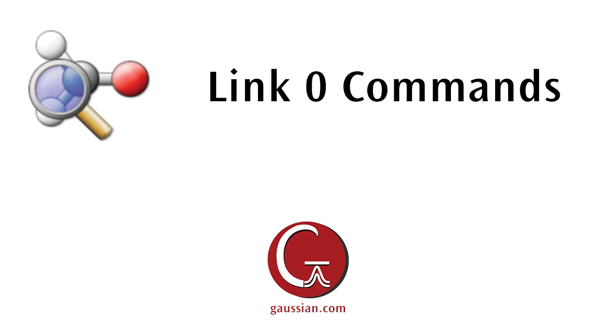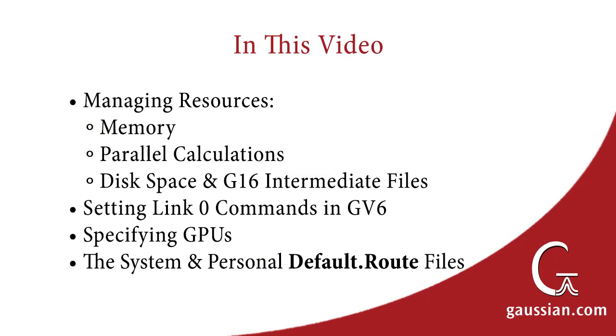Link0 directives are Gaussian's method for specifying various computer resources that are available to the calculation. Some of the resources that can be specified with Link0 commands include memory, disk space, and CPU resources. This video will discuss specifying each of these items in turn. We will also discuss Gaussian's default.root file for setting system-wide defaults for calculations.